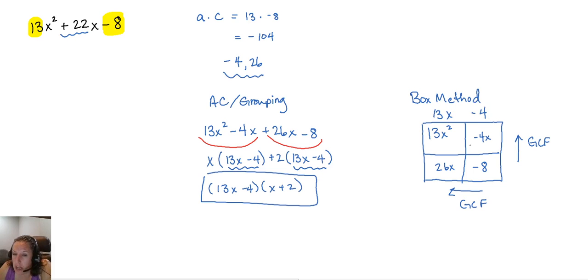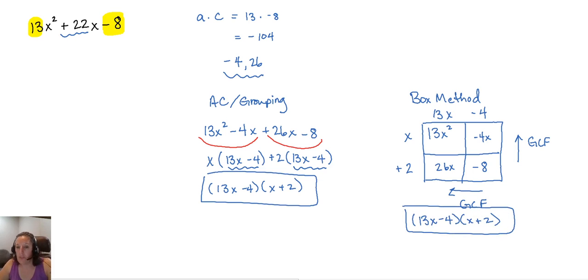And then now we're going to factor out everything by row. 13x squared and negative 4x, the only thing they have in common is an x. And then 26x minus 8, the only thing they have in common is a 2. Since this 26 is a positive number, I'm going to go ahead and factor out a positive 2. And so we do get the factors 13x minus 4 times x plus 2. Same two factors, doesn't matter what order we get them in, depending on where you put the 26 and the 4, but you will still have the same combination there.